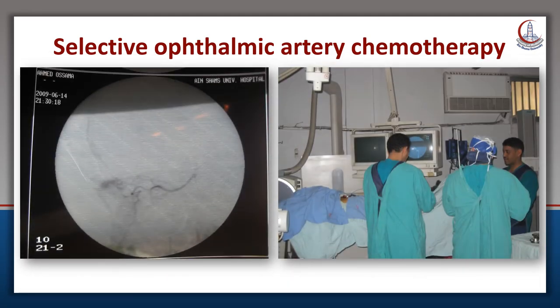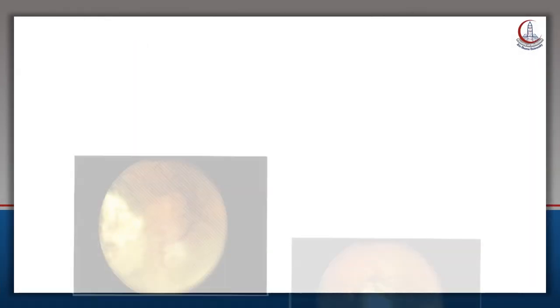More recently, there is a selective cannulation of the ophthalmic artery. Here the catheter is introduced via the limb or the hand into the internal carotid artery, then passes to the ostium of the ophthalmic artery. A dye is injected to make sure. Here is the eye shadow, and then carboplatin or melphalan or certain drugs can be injected in a pulsed manner inside the ophthalmic artery to deliver chemotherapy.